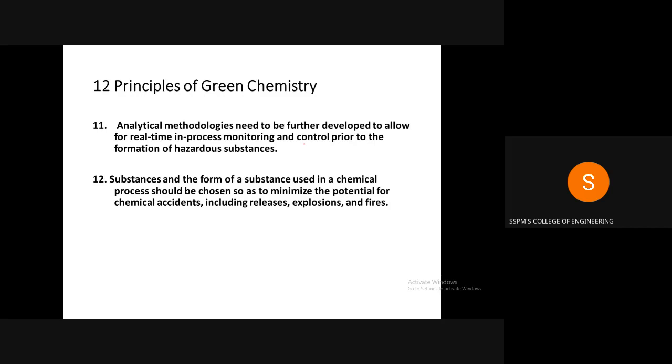Then the 12th principle says that substances and the form of substance used in a chemical process should be chosen so as to minimize the potential for chemical accidents, including releases, explosions and fire. So the substances we use, we should not store them in a way that creates that potential, to avoid chemical accidents including release, explosion and fire. So these are the 12 principles of green chemistry.